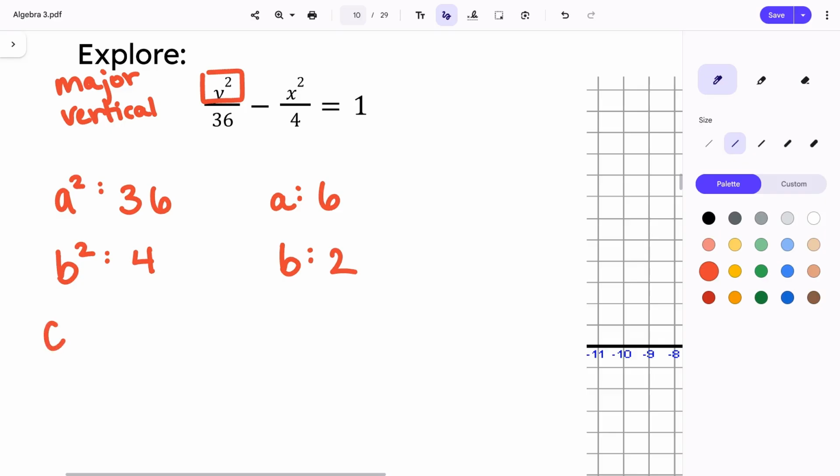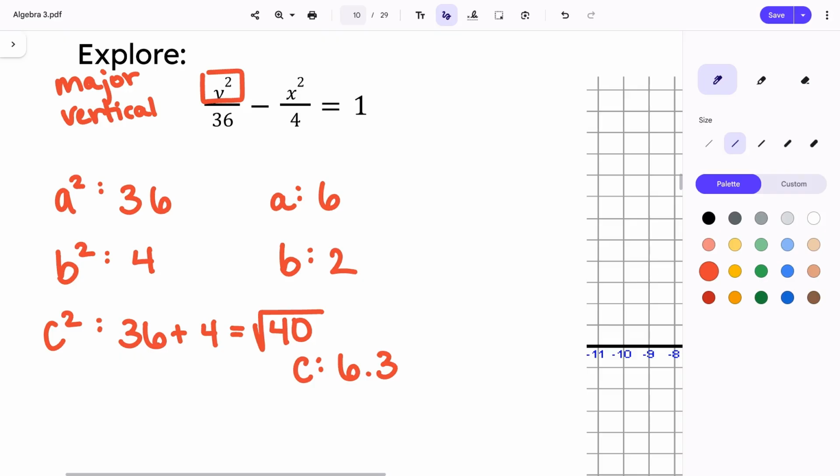Now, C squared, what do we do with the A and B squared? Add them. So 36 plus 4 is 40. What's the square root of 40? Good, 6.3. So that's going to be my C. All of that should feel very familiar, like we did all of that stuff with the ellipse. I'm not changing any of those rules.